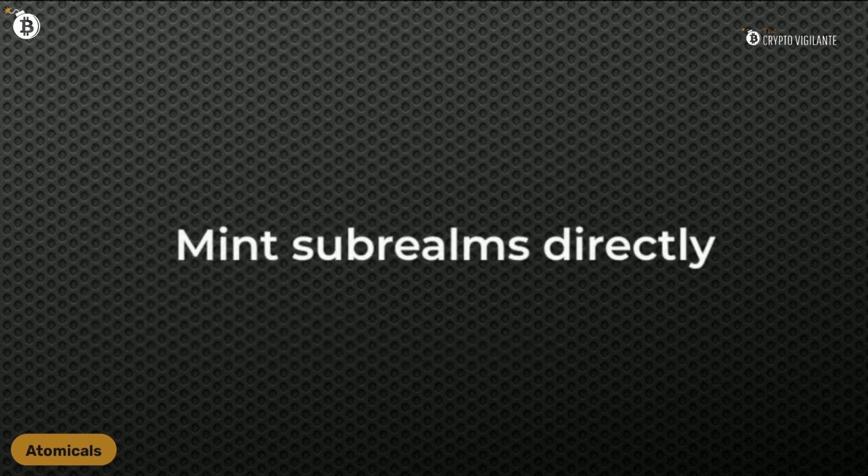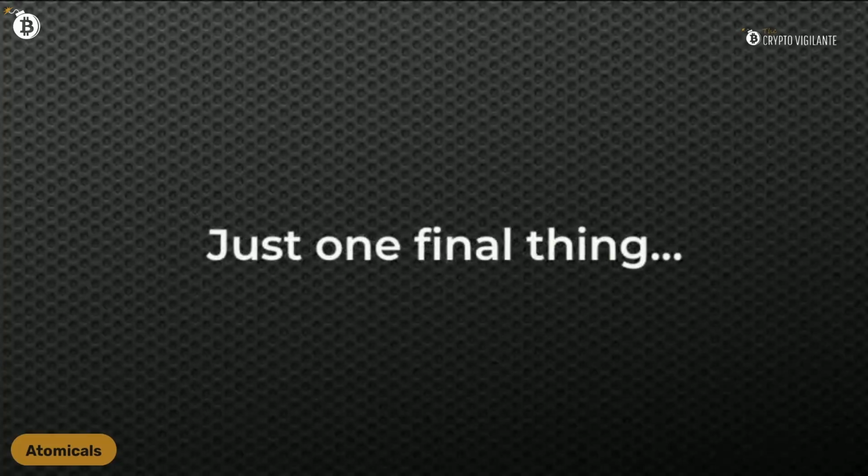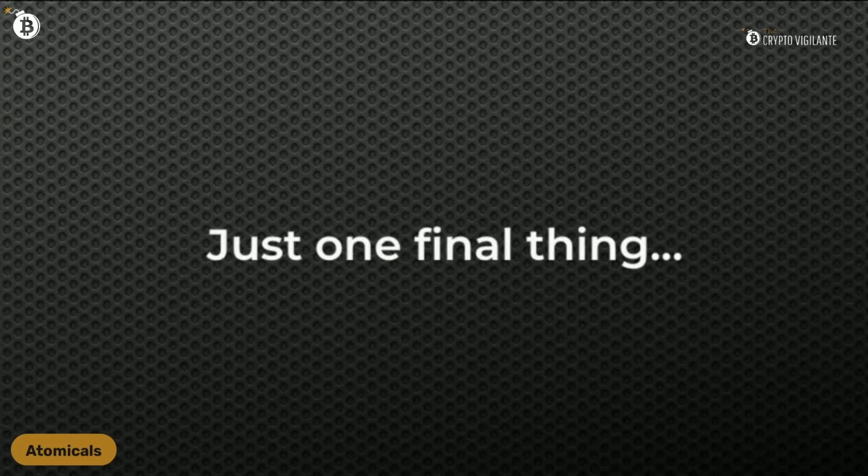We can mint subrealms directly. So the owner of a realm or subrealm can just use the mint subrealm command. So in this case, alpha.world. And in this case, we're saying the owner is, you can specify your local wallet. In this case, it's redundant, but I've demonstrated we can spend from different wallets. So here we're gonna mint the alpha.world subrealm, and the usual process applies. And when it's all done, the Atomical NFT subrealm is put into the user's wallet.